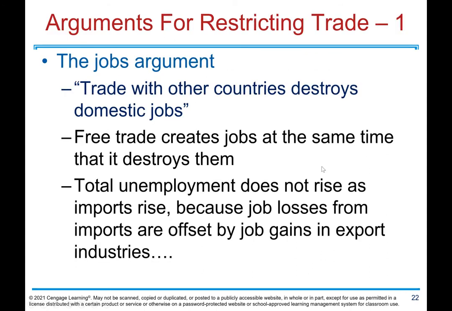Arguments for restricting trade. One, the jobs argument. Trade with other countries destroys domestic jobs. Free trade creates jobs at the same time that it destroys jobs. Total unemployment does not rise as imports rise, because job losses from imports are offset by job gains in export industries.